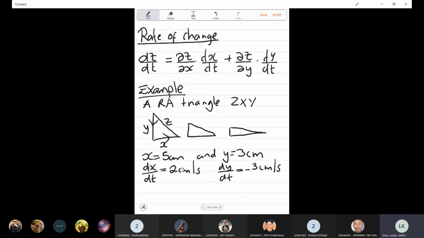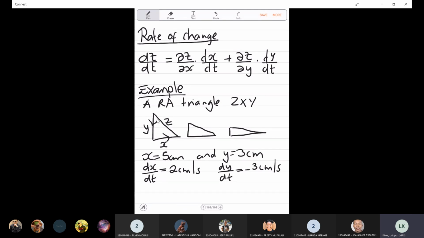So the negative implies that it is decreasing. When your rate is positive, it means it's increasing. When the rate is negative, it means that you are decreasing. So you can say it's decreasing at 3 centimeters per second, or you can just say the rate is -3, and from there you know that the negative implies that it is decreasing. So we write down the information that we are given in the question, and then you come up with an equation that relates all your variables.